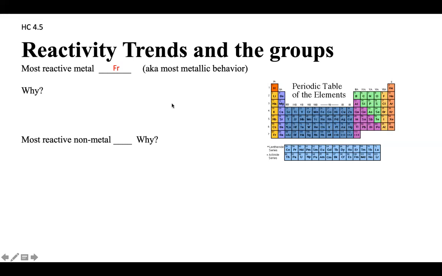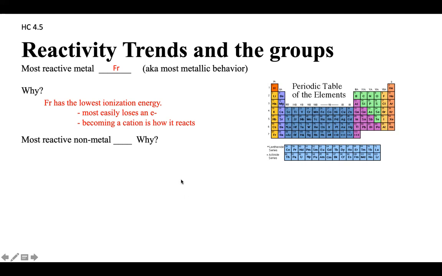So why do we say that? It's because it has the lowest ionization energy. And that means that it most easily loses an electron. And that's how metals react. They become a cation and react with an anion.